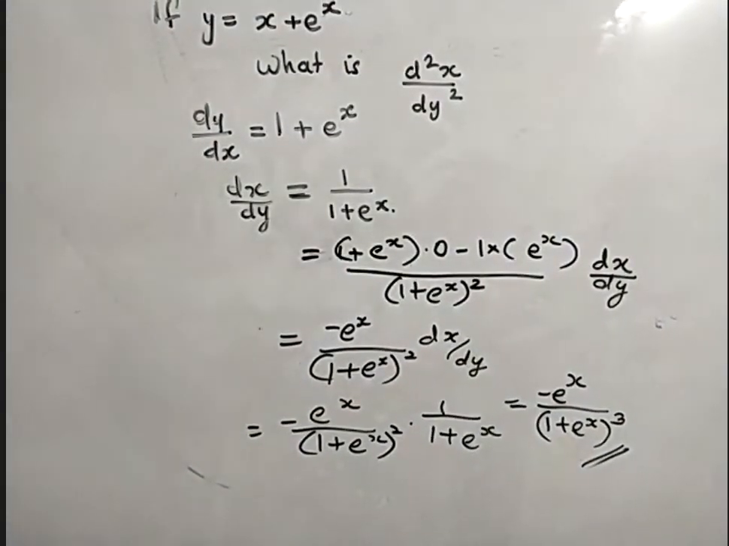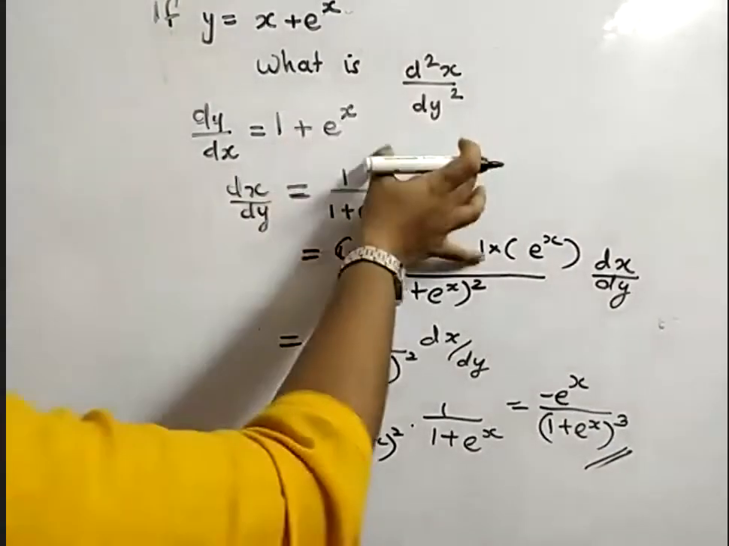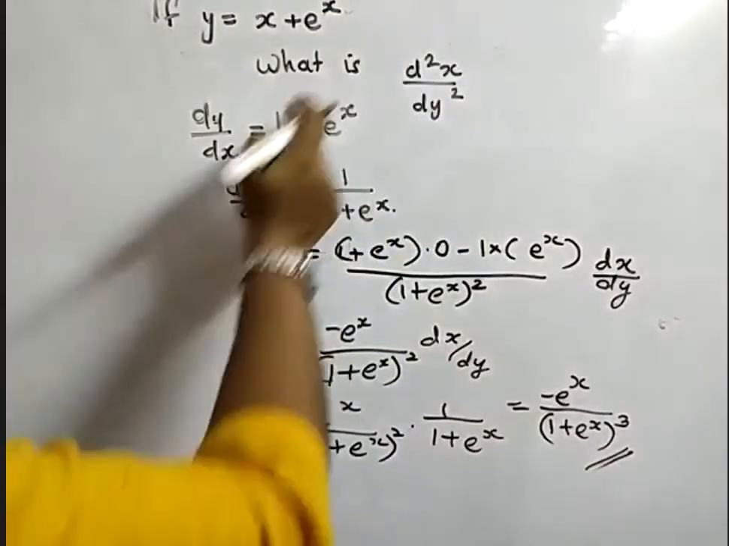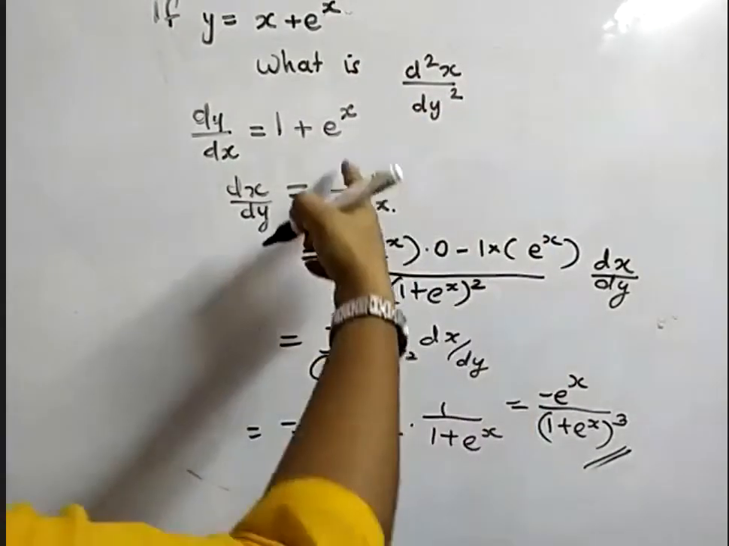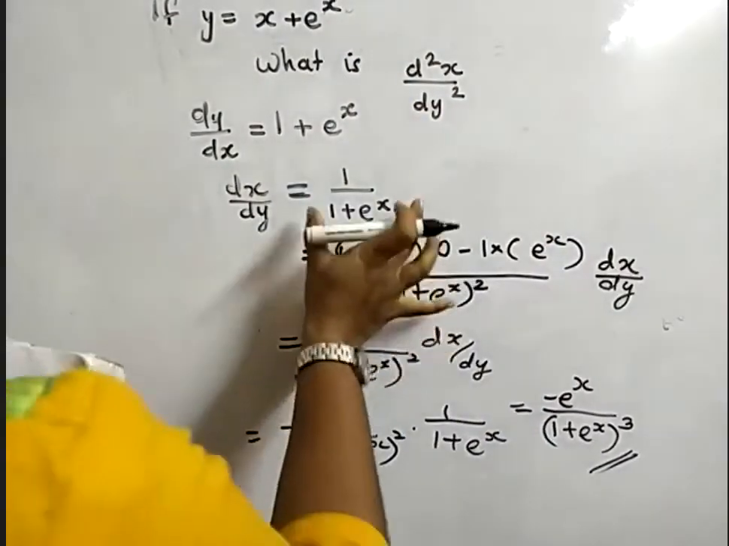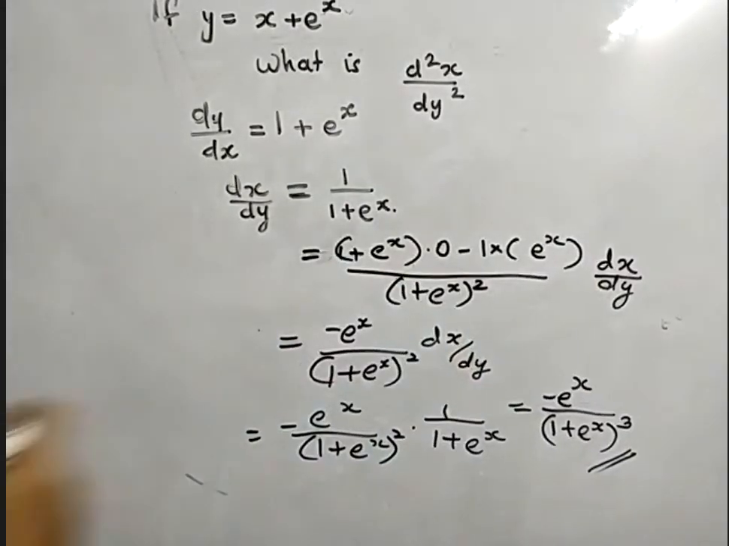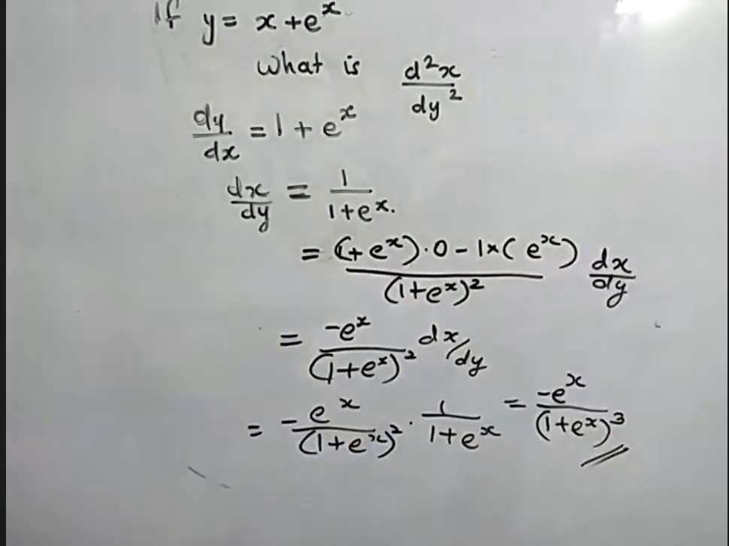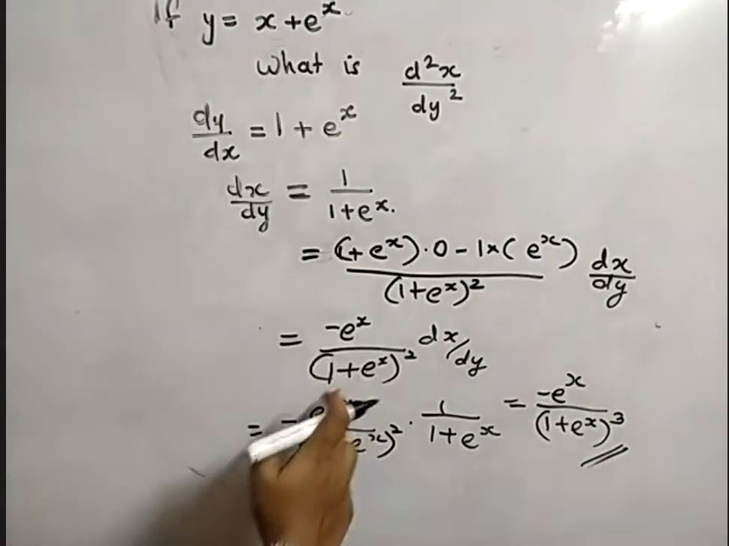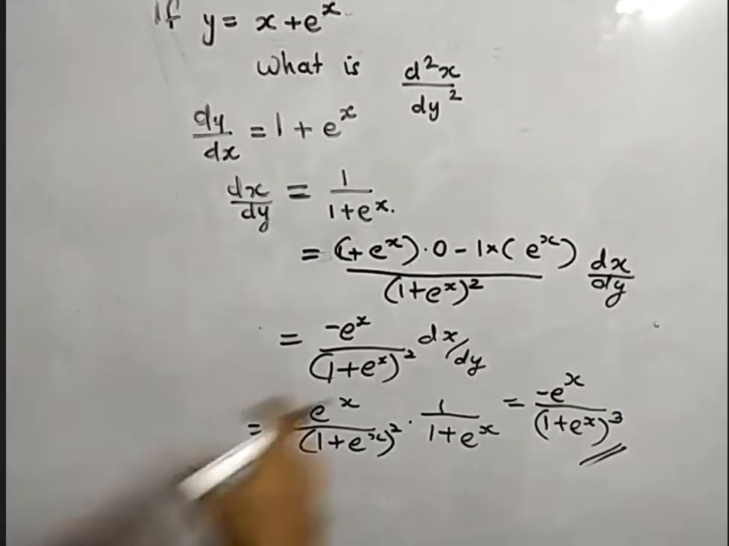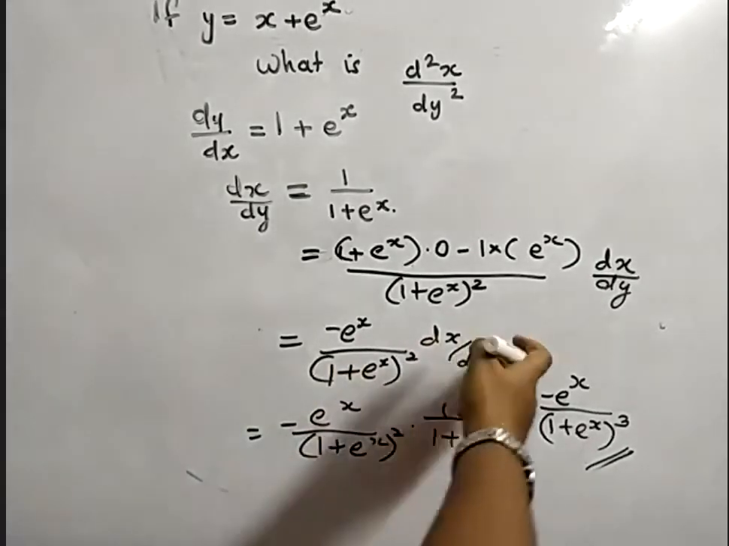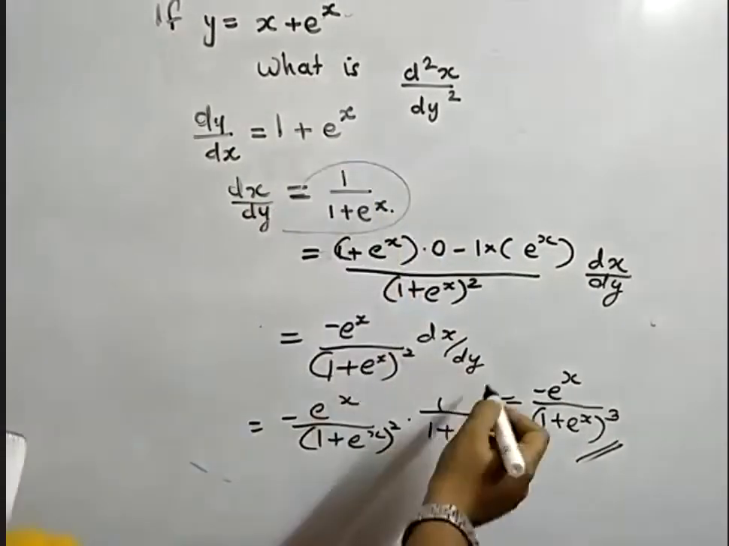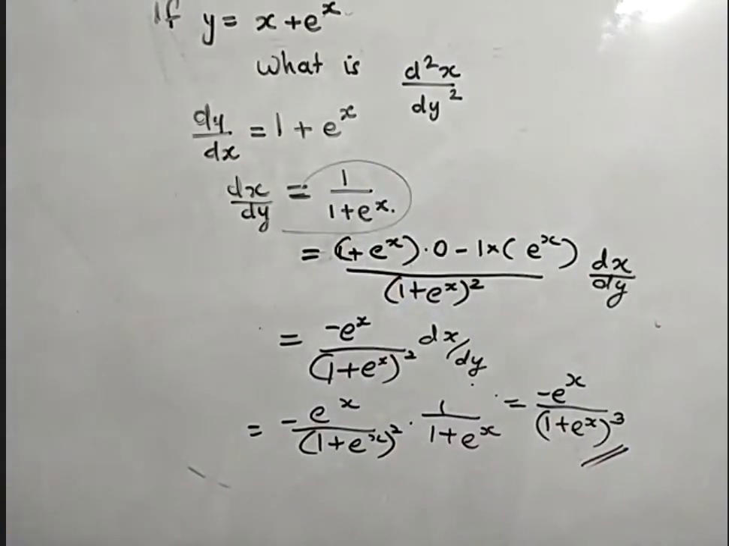Understood? I am just taking dy by dx, then taking the reciprocal to get dx by dy, because here the reverse is asked. So 1 by 1 plus e raised to x, then taking the derivative, the quotient rule I apply into dx by dy. So minus e raised to x by 1 plus e raised to x the whole square dx by dy. Then dx by dy I am writing from here, substituted here. Then I'll get minus e raised to x by 1 plus e raised to x the whole cube.